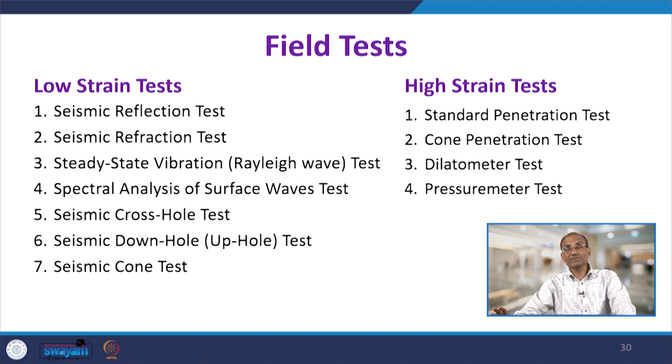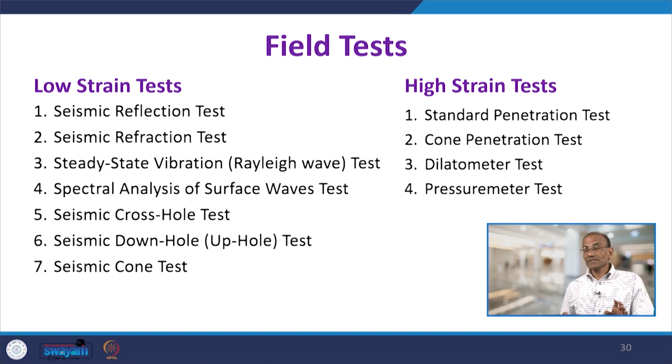In the field test we have two categories, low strain test and high strain test. In fact, the same categories are there for the laboratory test also. In the low strain test we have discussed a number of tests: first was seismic reflection, seismic refraction, steady state vibration, that is Rayleigh wave test, then seismic cross hole test, then seismic downhole or uphole test and seismic cone test. So, all these 7 come under the category of low strain field test.